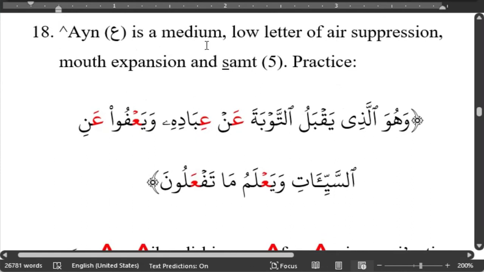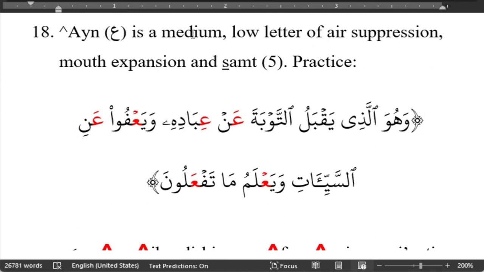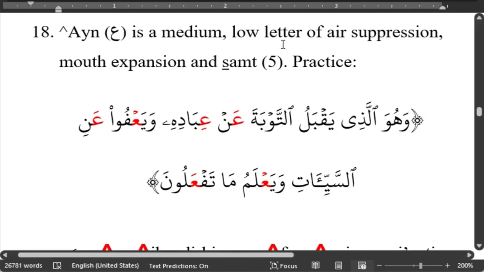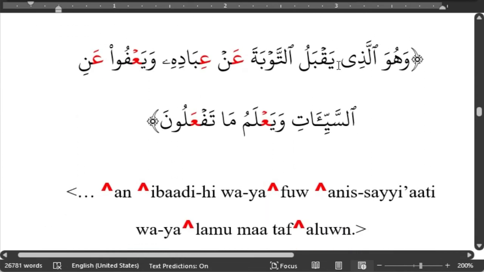Ayn is a medium low letter of air suppression. Medium means between strong and gentle. Strong letters stop the sound, gentle letters do not stop the sound, and medium letters are in between. So ayn is a medium letter, a medium low letter. Your tongue is down. Of air suppression, it blocks the air. Mouth expansion and samt. Practice this saying of Allah Ta'ala.